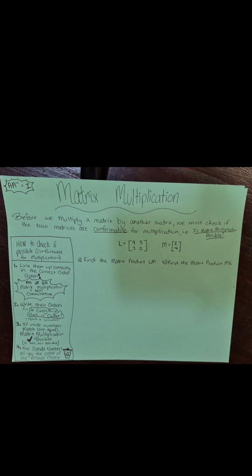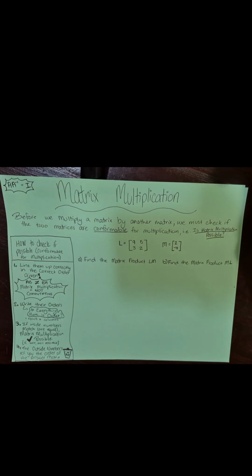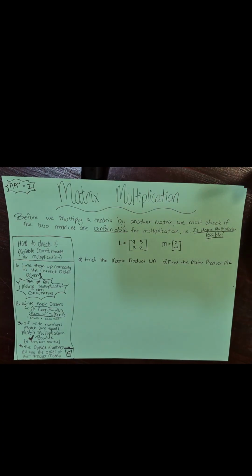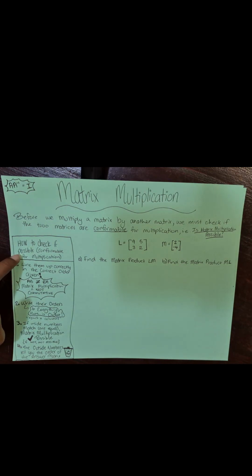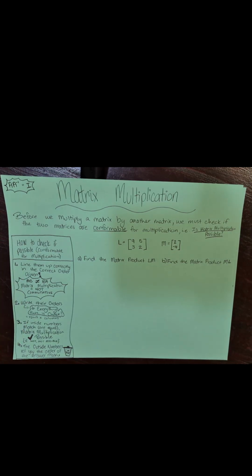Now that we're done reviewing all of the things we have to review, we can get straight into the actual topic of this video, which is matrix multiplication. Before you multiply a matrix by another matrix, you have to check if the two matrices are conformable for multiplication. That means, is matrix multiplication possible? So how do we check if the two matrices are conformable for multiplication? The first step is to line them up in the correct order given.